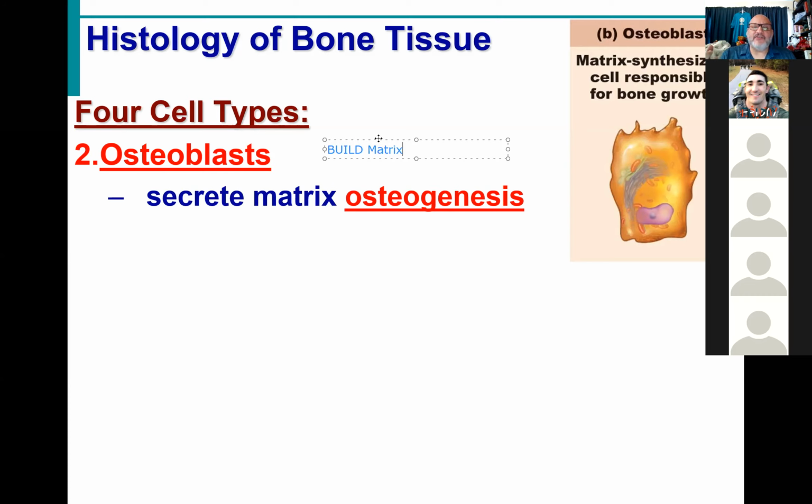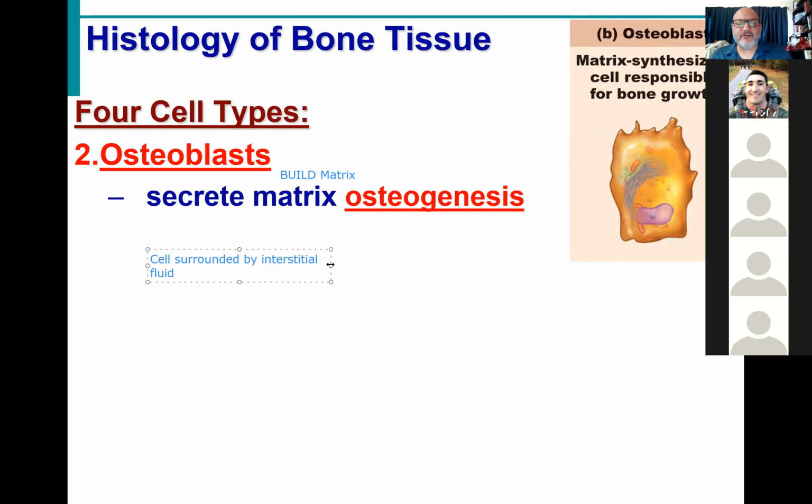Basically, what our osteoblasts do is they're surrounded by interstitial fluid. All right, so here, let me actually write some of this out. These cells are inside tissue, in the bone tissue, and they're surrounded by interstitial fluid. From that interstitial fluid, basically what they do is they grab the calcium and the other minerals that they need, and they form crystals, and they form those crystals around something.